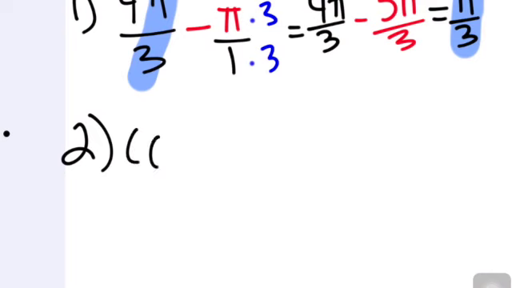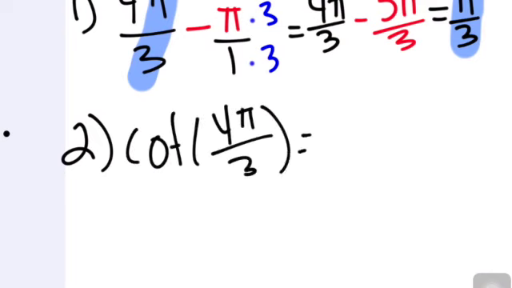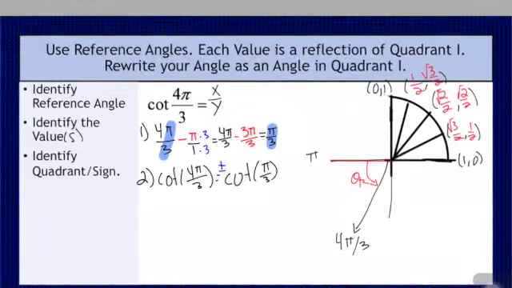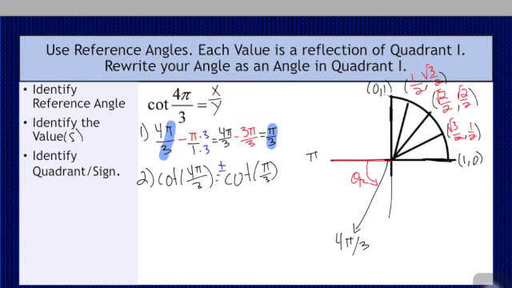Because what I'm doing now is I'm taking cotangent of 4 pi over 3 and I am simplifying it to be the cotangent of pi over 3. The only thing we don't know is we don't know what the sign is, if it's positive or negative. But that's okay. We're going to figure that out by looking at what quadrant it's in. Okay, so I'm now looking for cotangent of pi over 3.